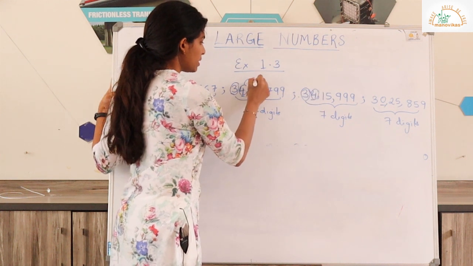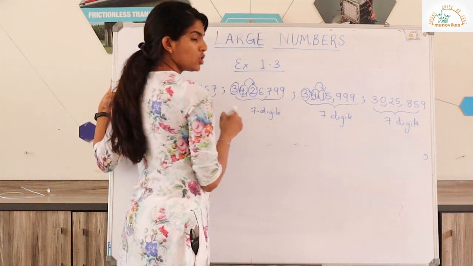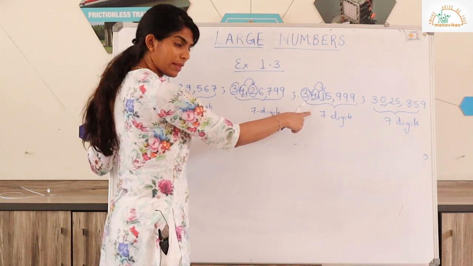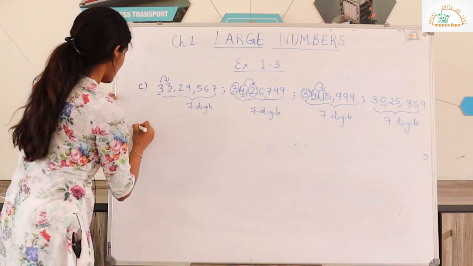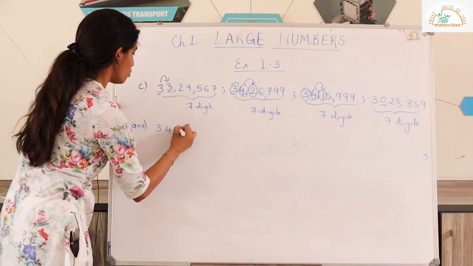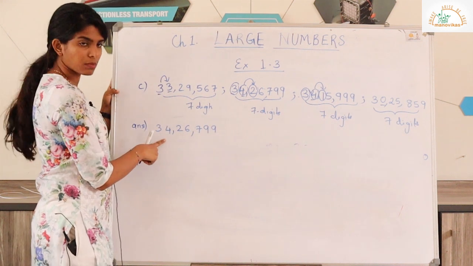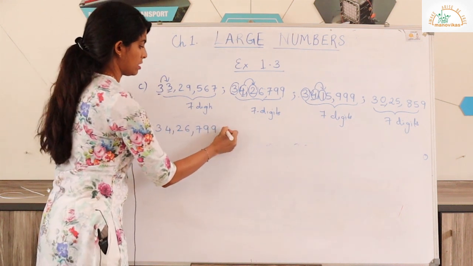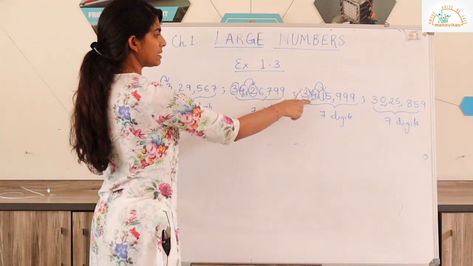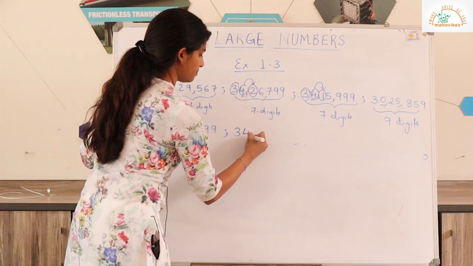We are going to the next number. We get here 2. We are getting here 1. So you know that 2 is bigger than 1. So I write this number first. You write the answer: 3, 4, 2, 6, 7, 9, 9. So this number is first. Then the second number, I write this number because here it is 34, here it is 33. So after this number comes.